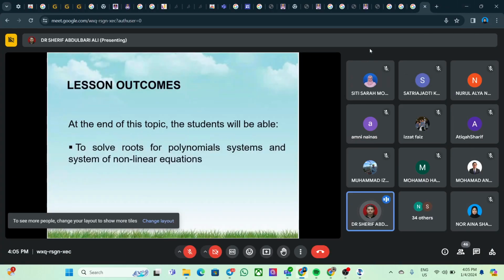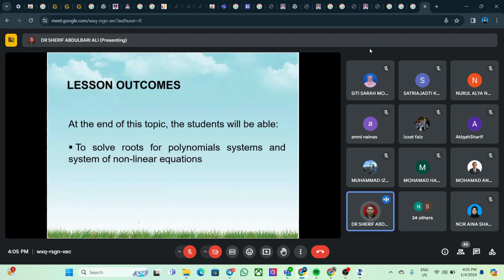So at the end of this lesson, you will be able to solve the roots of polynomials system and also the system of non-linear equation. This is our objective for this class today, solving for polynomials and also non-linear equation.